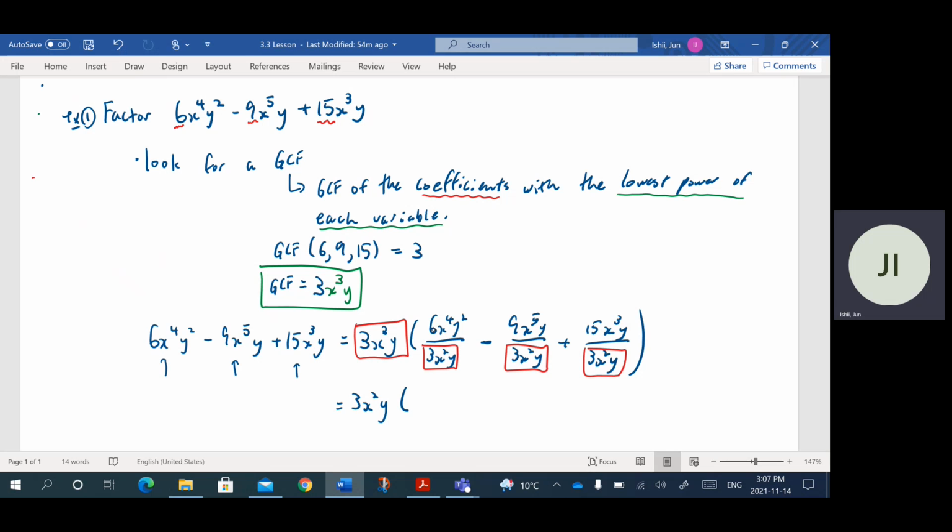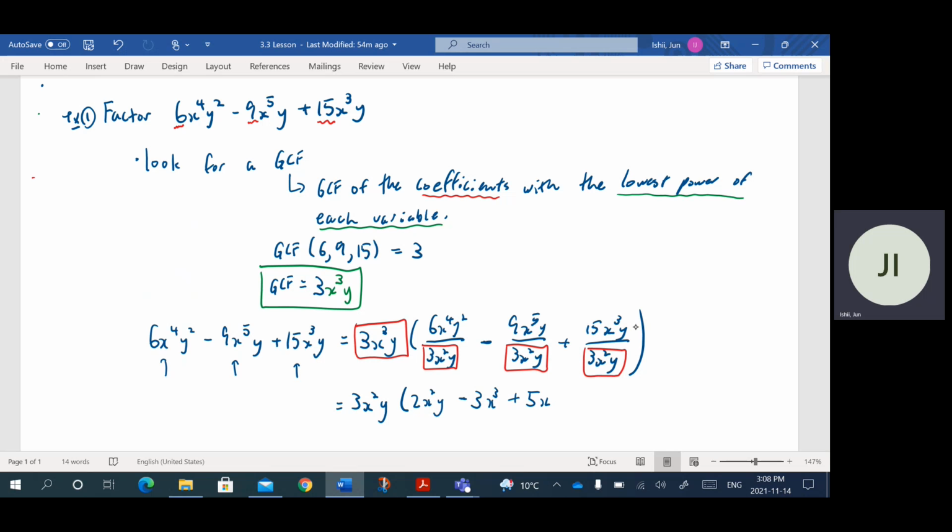All right, so for example, here, 6 divided by 3 is 2. And then the rule is you're going to subtract the exponent. So x to the 4th divided by x squared is x squared. So 4 minus 2 is 2. And same with the y. So y squared divided by y is just y. Next up, 9. So I've got to keep the sign here. 9 divided by 3 is 3. I have x cubed. And I'm subtracting the exponents. Now the y's, you'll notice, just cancel off. And the last one here, 15 divided by 3 is 5. Again, x cubed divided by x squared, subtract the exponents, that's just x.